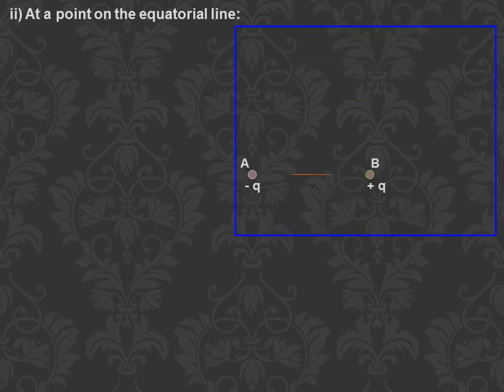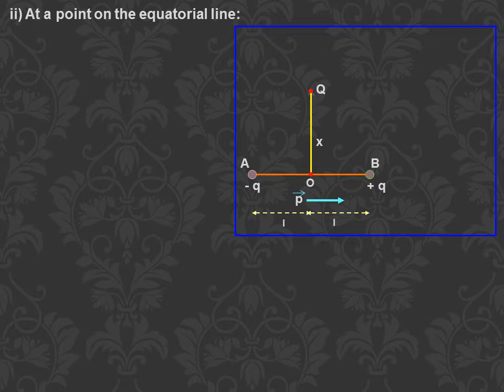Let us take an electric dipole with minus q and plus q charges having the center O. The direction of the dipole moment is from minus q charge to plus q charge. A point Q is taken which is perpendicular to the axis AB, and the line should pass through the center O. Then this point is called the equatorial point on the equatorial line.